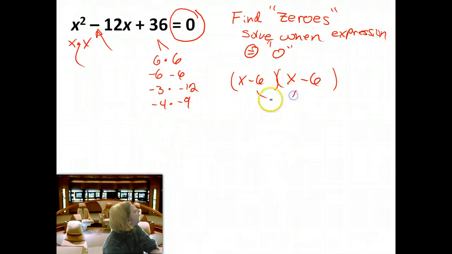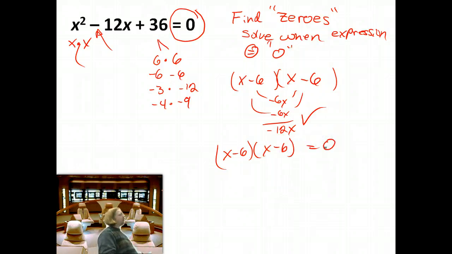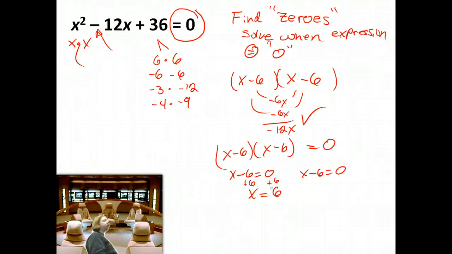So now when I combine my inners, my outers, I get negative 12x. That checks. So that means x minus 6 times x minus 6 equals 0. Well, really, if I set each of these factors to 0, I'm just going to have the same answer, 6. So x minus 6 squared. Yeah, x minus 6 squared. There's only one factor that could be 0. My only possible answer is x is equal to 6.